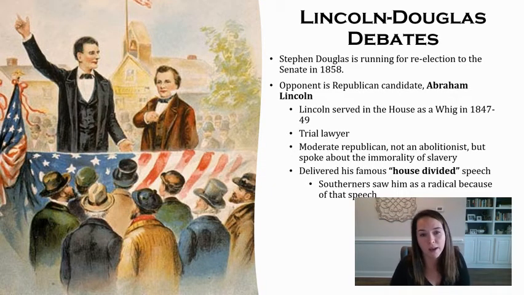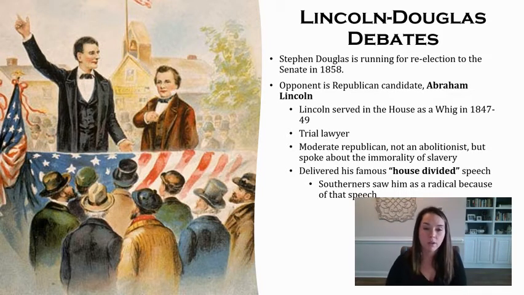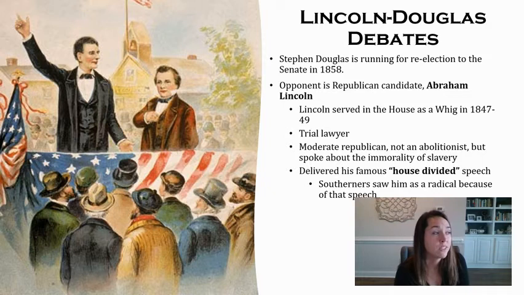But first, we need to talk about the Senate race in Illinois between Stephen Douglas, that guy that we talked about with Kansas, Nebraska, and the railroads. He's running for re-election, and his challenger is Abraham Lincoln. Now, Abraham Lincoln was a Whig. He was not a very successful politician. Was a very good lawyer. Came from nothing. Used education, though, to lift himself up through the ranks of society.